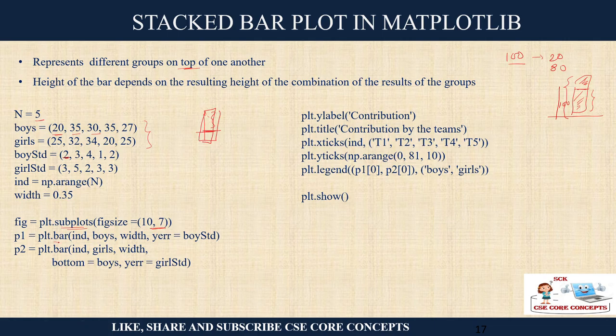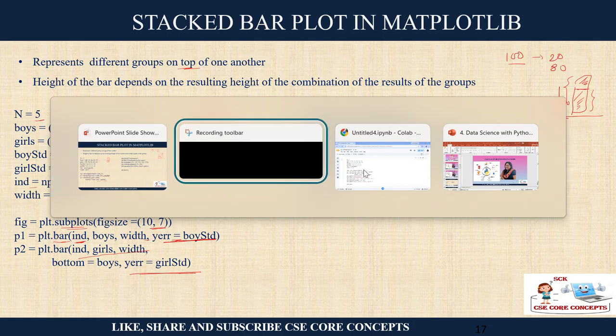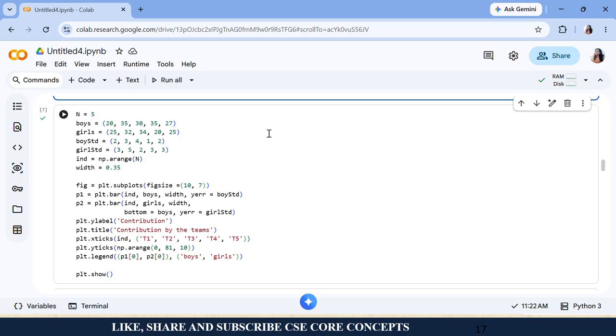So I am saying plt.bar of IND. What is IND? The index which we are setting. Then the boys, width, and the y-axis value will be the boys standard. Now this is what we are stacking up, right? So you have to use these arguments, and let us see how it looks. These are the labels, ticks, whatever tick values you want to give, you can give.